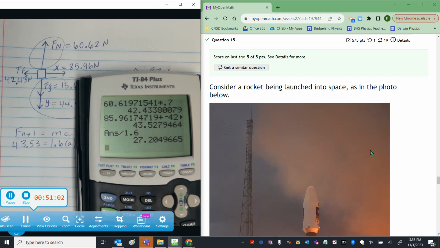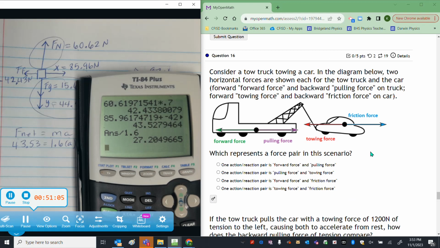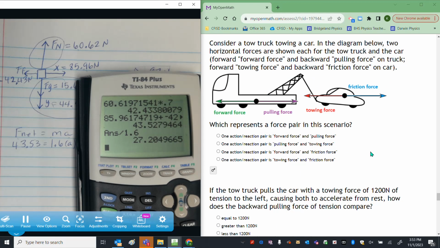Okay, question number 16 says, consider a tow truck towing a car. In the diagram below, two horizontal forces are shown for the tow truck and the car: forward force and backward pulling force on the truck, forward towing force and backward friction force on the car. Which represents a force pair? Again, a force pair needs to be between the same two objects.